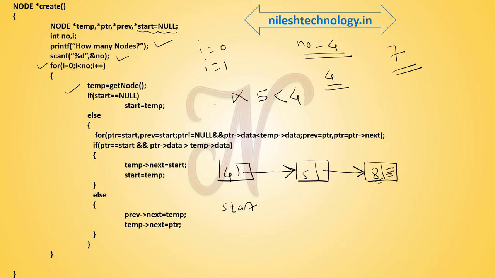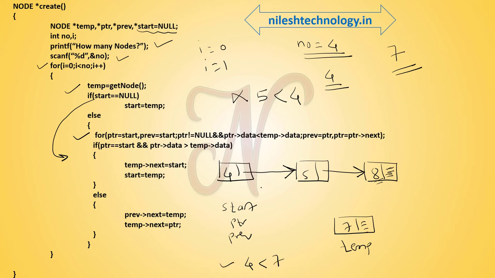So see again, temp equal to get node. For example, this is your temp which has the value 7. Then start is equal to null? False, so it is going to else. In else, execute this first for loop: ptr equal to start, prev equal to start. Condition is that ptr is not equal to null, true, and ptr of data, which is 4, is less than temp of data, which is 7, true. Okay, then prev equal to ptr, and ptr is going to next.